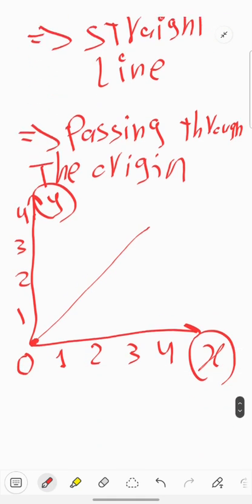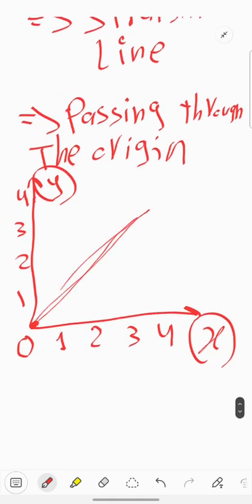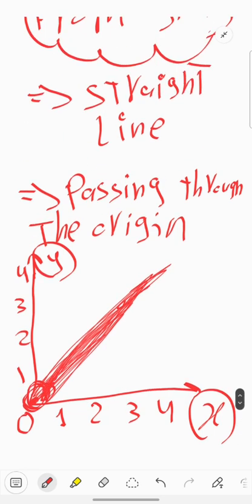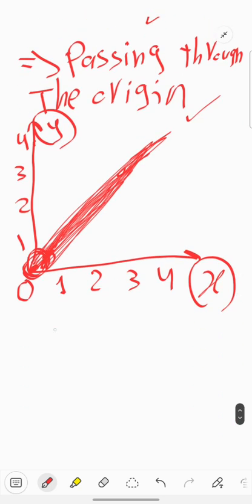The first is a straight line. So here the line is, of course, a straight line. The second is passing through the origin point. So the two conditions are satisfied. So this relation is a proportion.